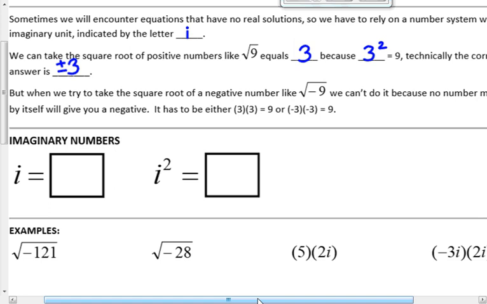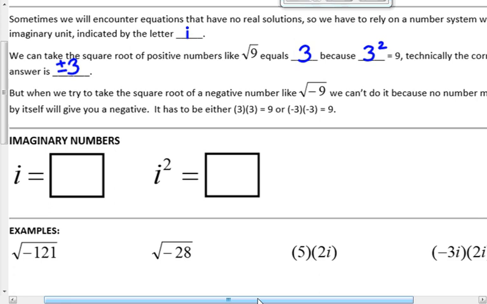But when we try to take the square root of a negative number, like the square root of negative 9, we can't do it because no number multiplied by itself will give you a negative. You're either going to have positive 3 times positive 3, which equals 9, or negative 3 times negative 3, which equals 9. Notice that the products are never negative, it's always positive, because two positives multiplied give a positive, and two negatives multiplied also give a positive.